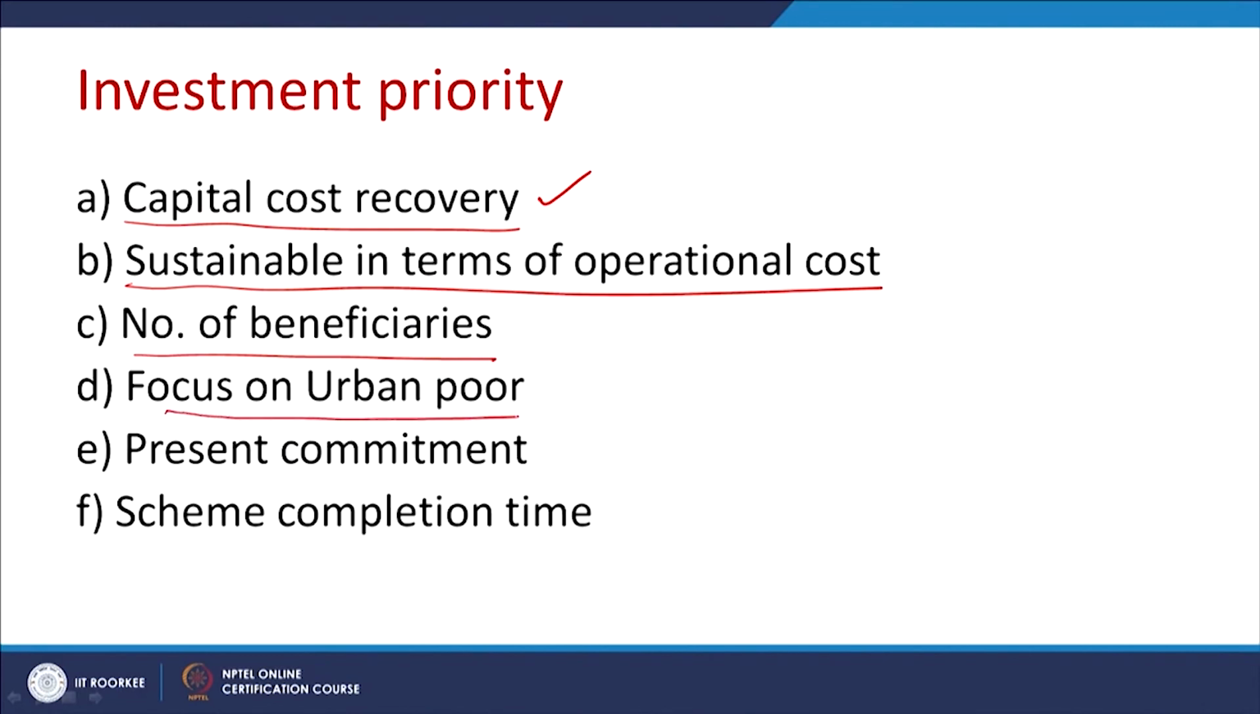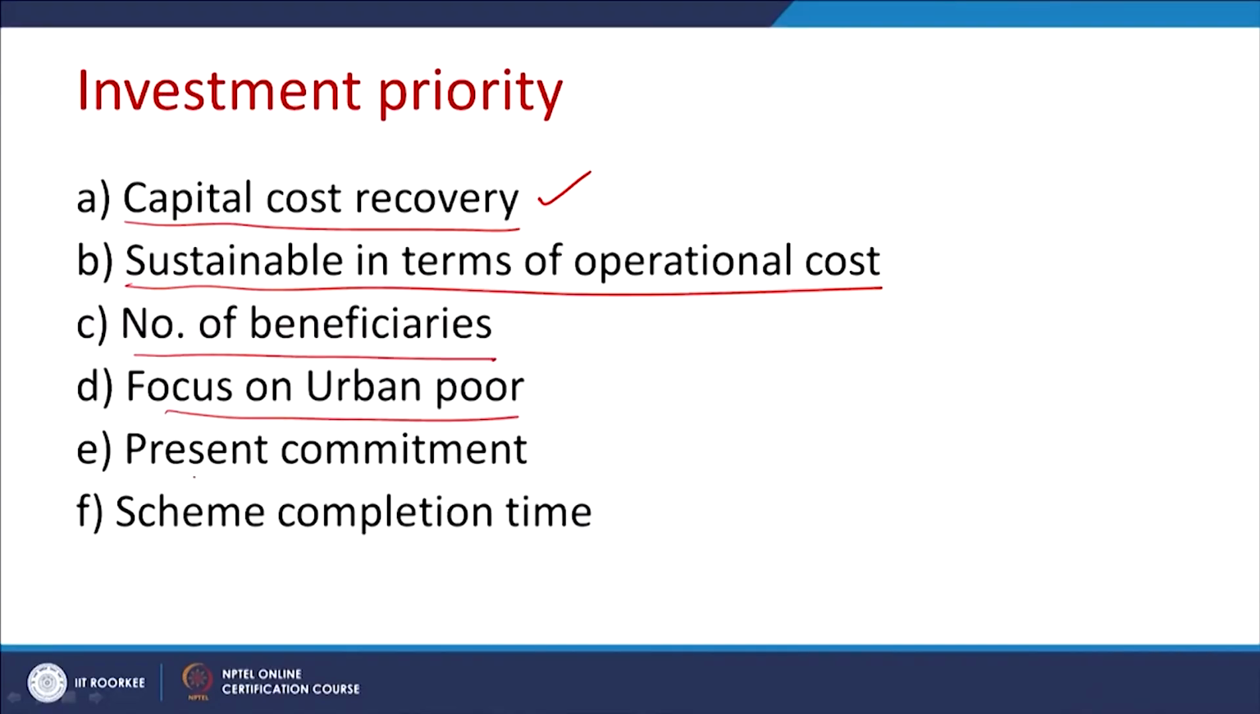Focus on the urban poor. If the share of the beneficiaries served by this particular investment is more on the urban poor, that is first priority. Present commitment: have you committed this project to the people already during your participation? If you have already committed, definitely it needs some more priority and preference.